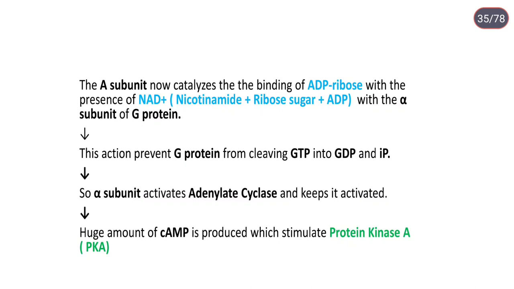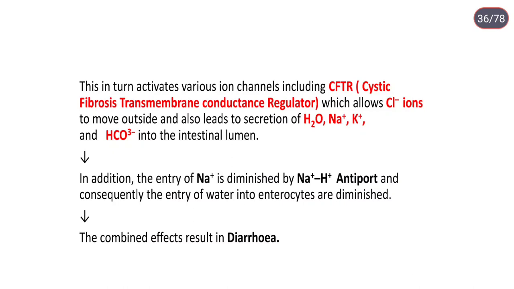adenylate cyclase works for a long duration of time, and there is huge production of cyclic AMP, and the cyclic AMP in turn stimulates the protein kinase A, and this protein kinase A will cause the activation of various ion channels on the gut wall, on the enterocyte, maybe especially the cystic fibrosis transmembrane conductance regulator, which allows the chloride ion to move outside and also leads to secretion of water, then sodium and potassium, as well as bicarbonate inside the lumen.